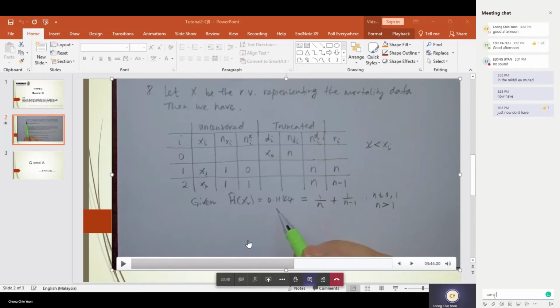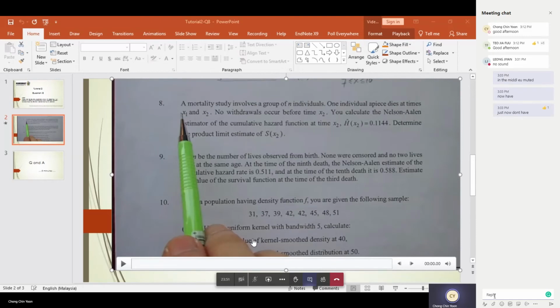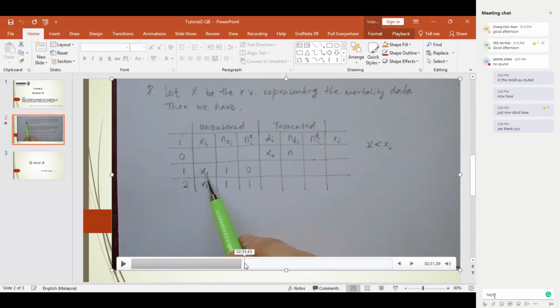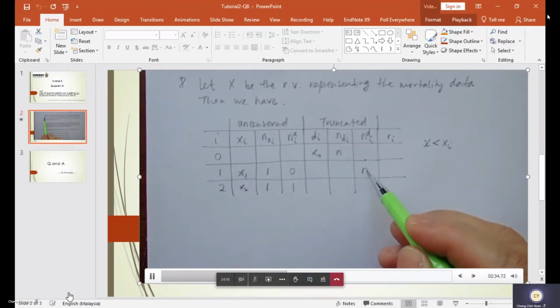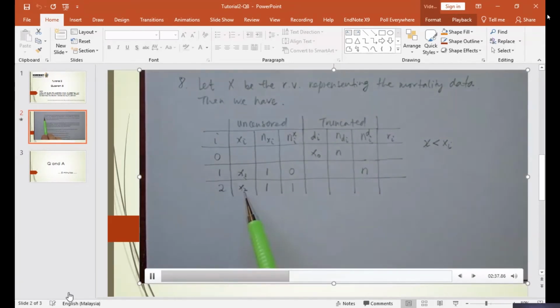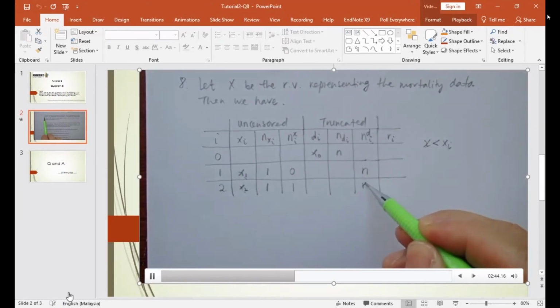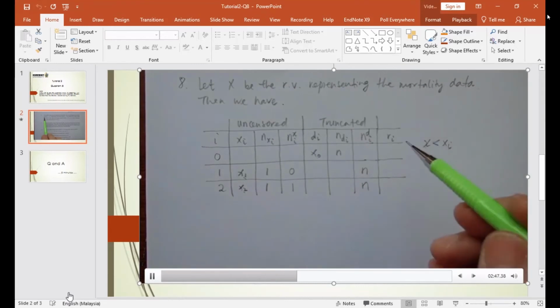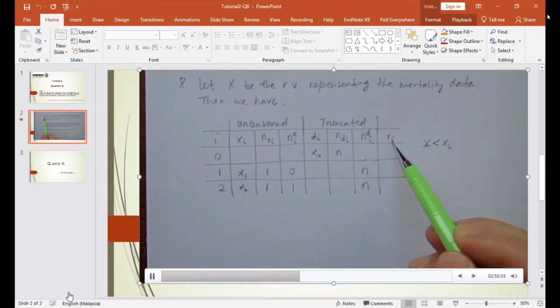Okay, I repeat again from the middle section there. So I place here. If I choose x2, again I also have an n of x0 which is less than x2. So I will have n again. So for the r's value, I will take this minus this. So I will have n and n minus 1.